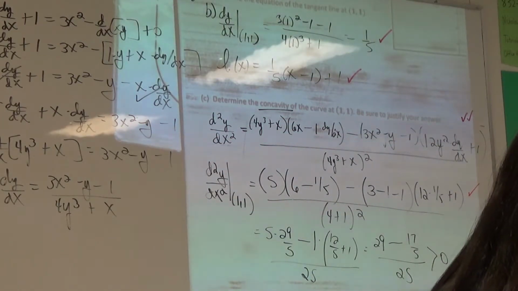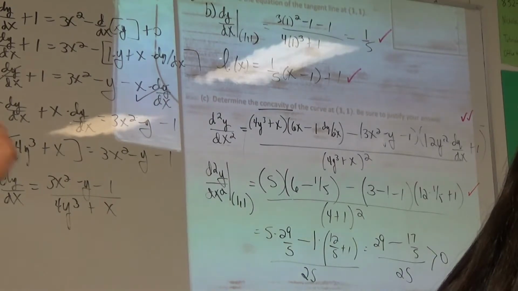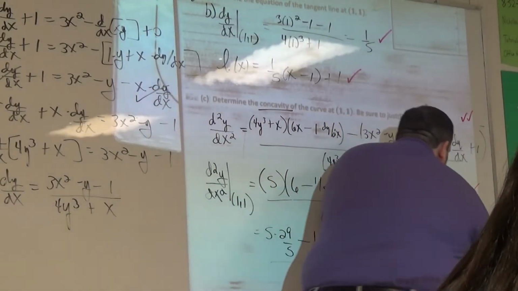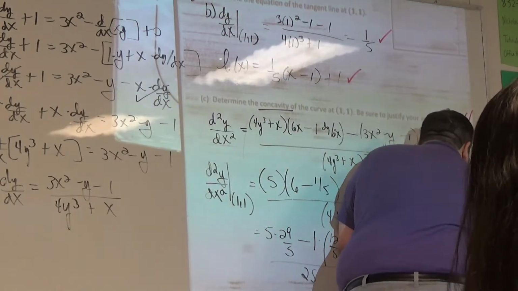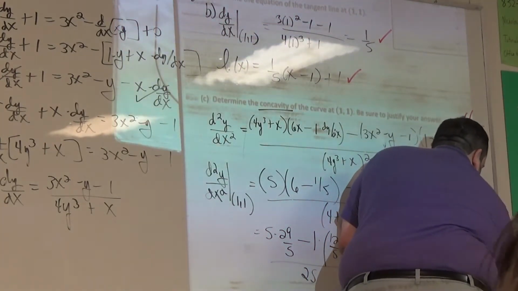And if that's all you write, you won't get the point. Jonathan, why not? Got it. The graph is concave up will not get you the point. Jonathan, why not?